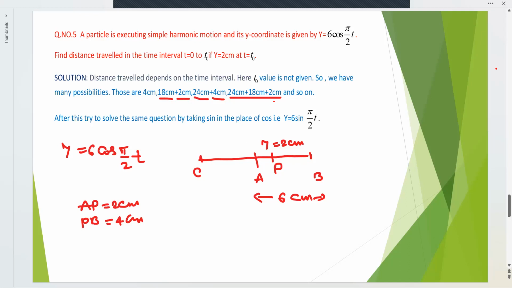And why did we get so many possibilities? The reason is that the value of t naught is not given. Like this, we can cross check all possibilities. Suppose you are given this question as multi-correct, then we have to cross check all possibilities like this. If you get clarity, then you can try the same thing with the sine function in the place of cos.